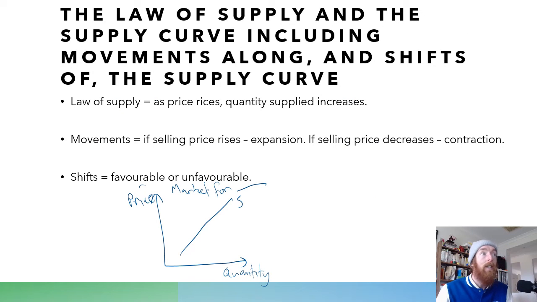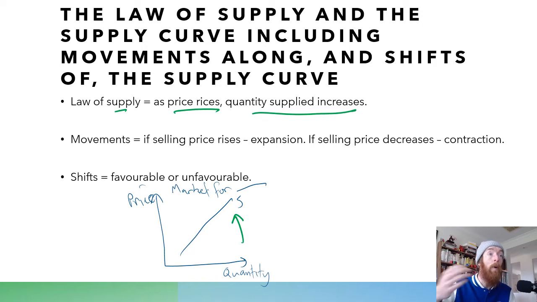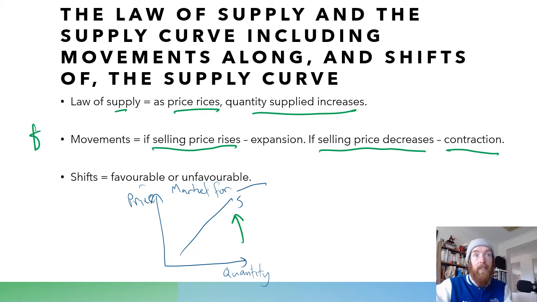The law of supply. Supply is all from the business point of view. Supply has up in it, therefore it's an upwards sloping curve. As price rises, quantity supplied increases. Businesses will supply more when price is higher because it's going to be more profitable. So if selling price rises, business is going to supply more, which is an expansion. When selling price decreases, that's less profitable, so business is going to supply less, which is a contraction. The terminology is really, really important.